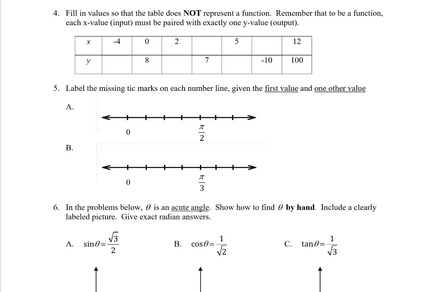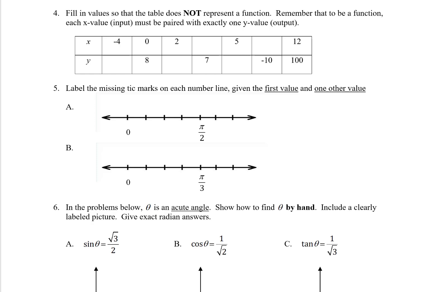Problem number 4. So we have a table that's partially filled in. We want to fill in the rest of it in such a way that it would not represent a function. The definition of a function: each x value has to be paired with exactly one y value, one output. There's lots of different options I have here, but the bottom line is I need to have an x value that ends up with more than one y value for this not to be a function.